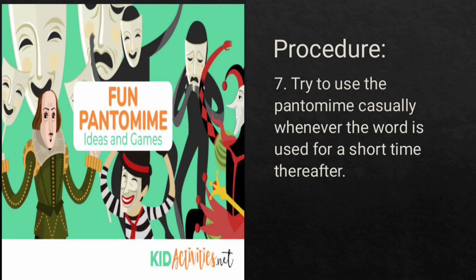Procedure number 7, try to use the pantomime casually whenever the word is used for a short time thereafter. So this time, the application. This should show the application by the students of what they have learned, the words that they picked, and they will also show it to the class. Like they will casually perform it.